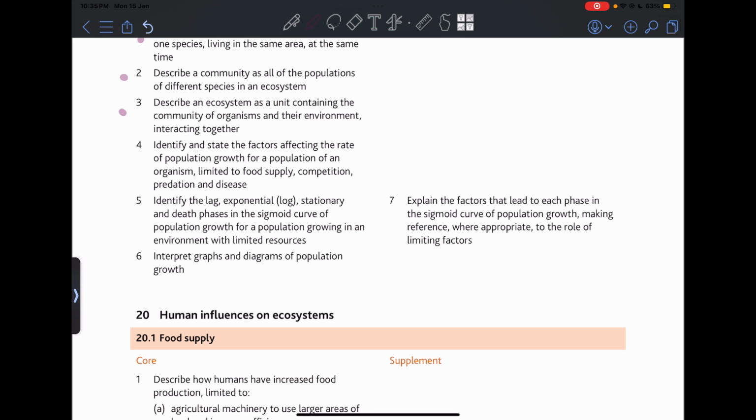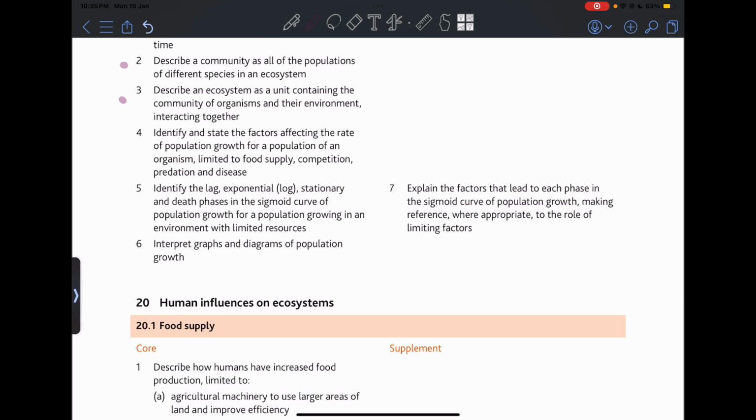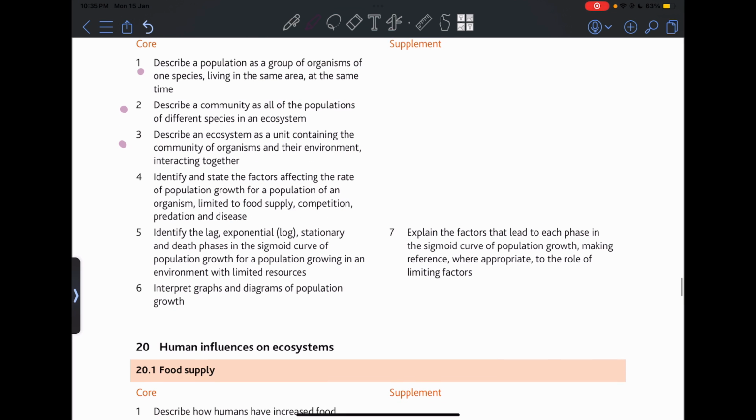Identify the lag, exponential log, stationary, and death phases in the sigmoid curve of population growth for a population growing in an environment with limited resources. Interpret graphs and diagrams of population growth, so you have to know how to understand them, and sometimes they will ask you to identify the stationary phase or the death phase, so you have to know what happens during each phase.